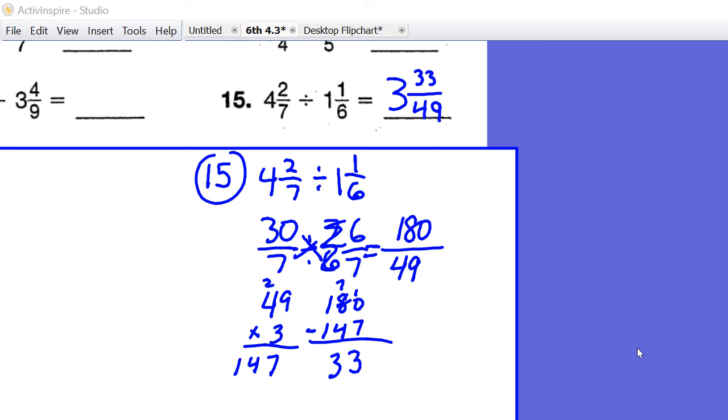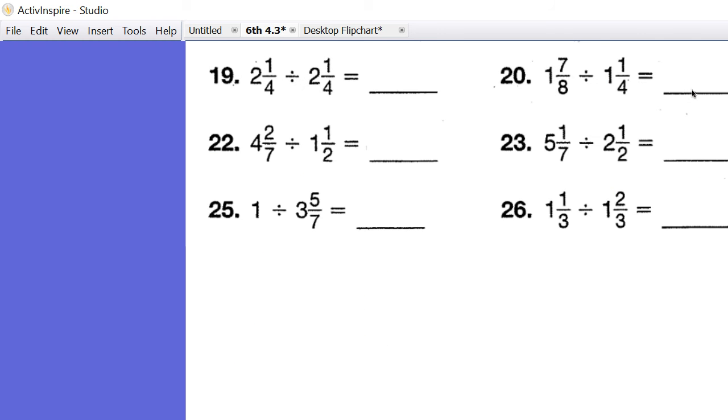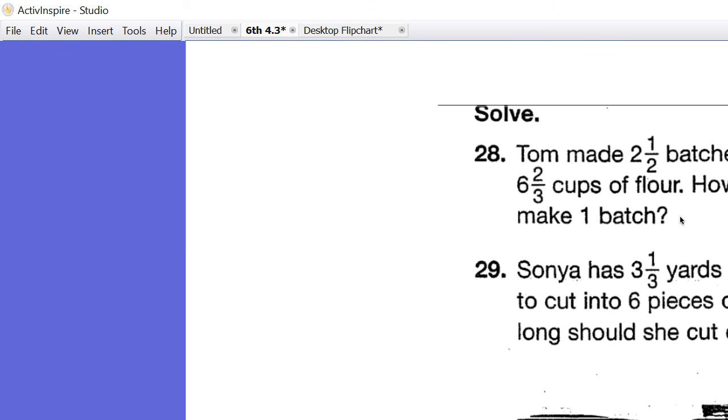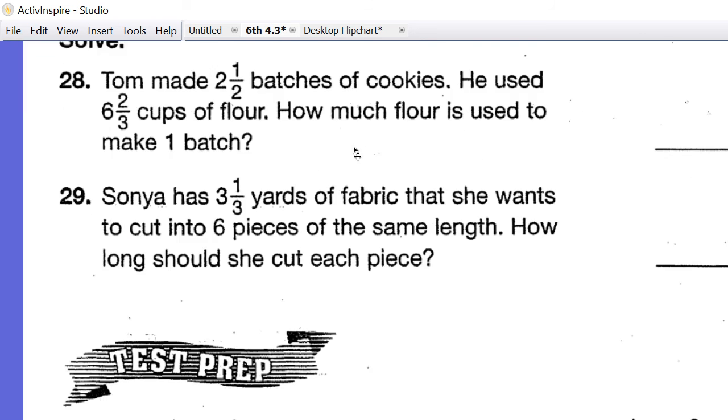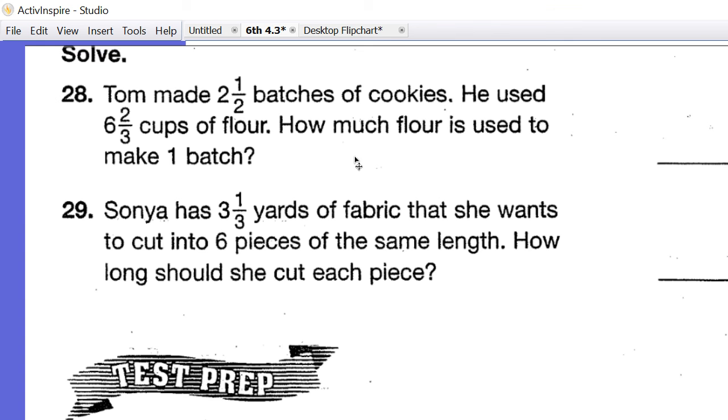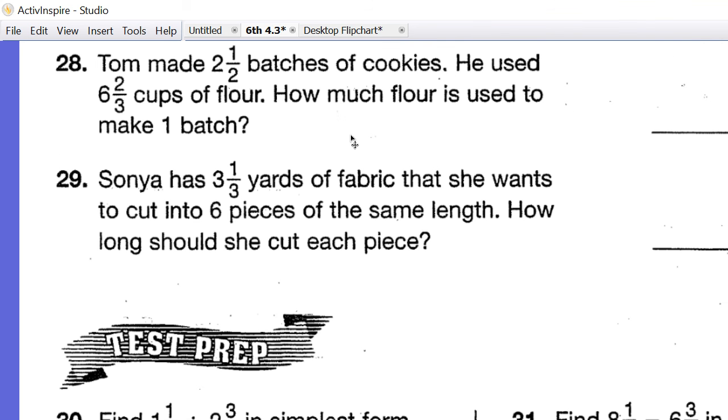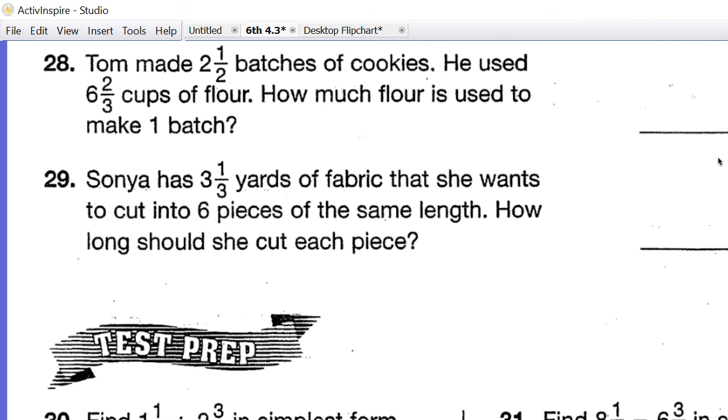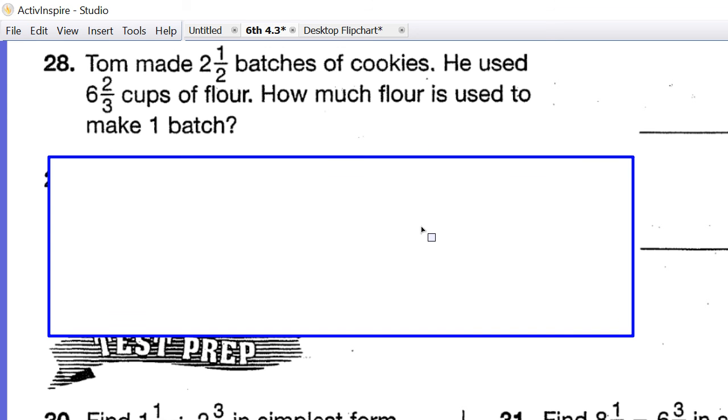Alright, we will go ahead and skip ahead to the word problems. And I'll put these up here so we can actually read them. Numbers 28 and 29. And I'll also grab a whiteboard, and I'll put the whiteboard right here over 29. We'll move it later when we're ready to solve 29.